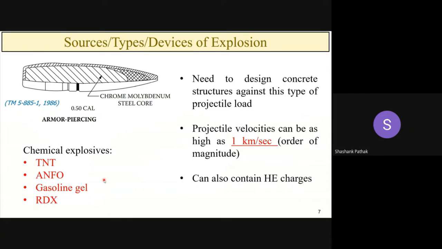There is another example I want to show in this particular slide, which belongs to armor piercing projectiles. Suppose what happened in Uri, or in the parliament, the main attack was done with bullets. Sometimes you might have noticed that when bullets hit a structure, there can be damage because of projectile penetration. These projectiles move at a speed of the order of 1 km/s, and carry a lot of momentum and kinetic energy that can lead to significant damage. Sometimes they can also contain high explosive charges. So based on what kind of threat may happen to a structure, we should also consider the loading due to these kinds of projectiles.